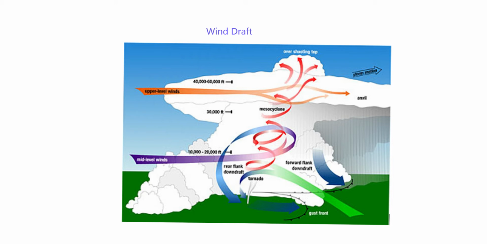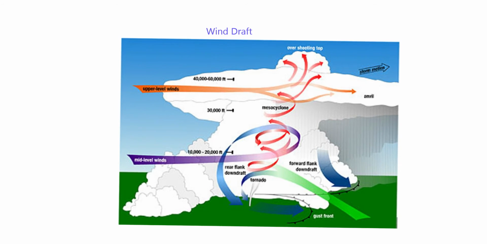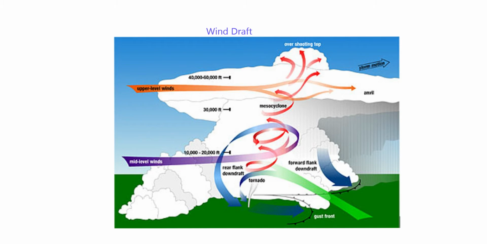Here's a wind draft. As you can see, we have all of this wind that moves around, and this is in the sky, which creates our tornado.